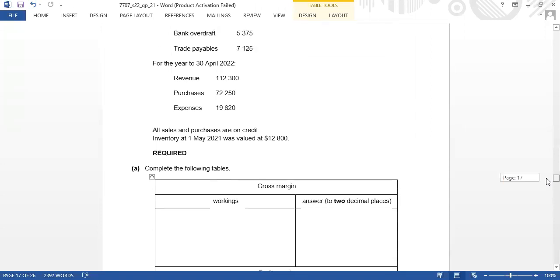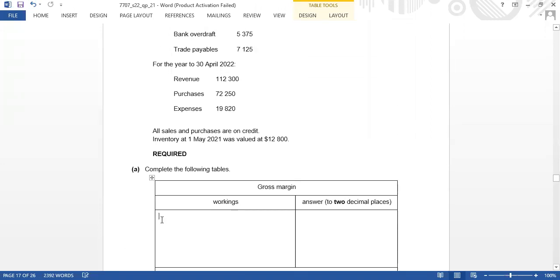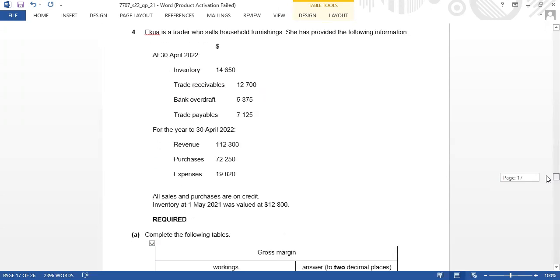First of all, for gross profit margin, we'll be needing gross profit. Gross profit margin is calculated by gross profit divided by sales multiplied by 100. So in this question, we'll be calculating gross profit. On 1st May 2021, the inventory was 12800. That means opening inventory was 12800. On 30 April 2022, inventory was 14650. That means closing inventory was 14650. Purchases is this.